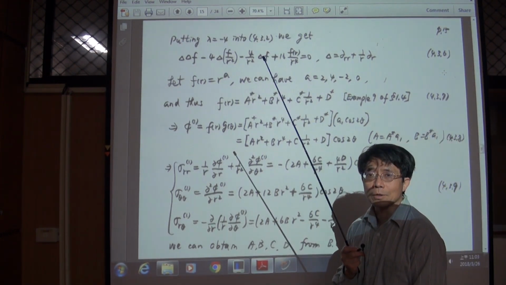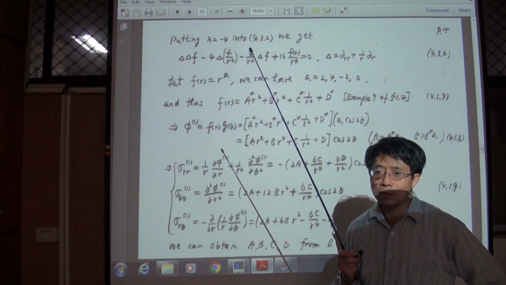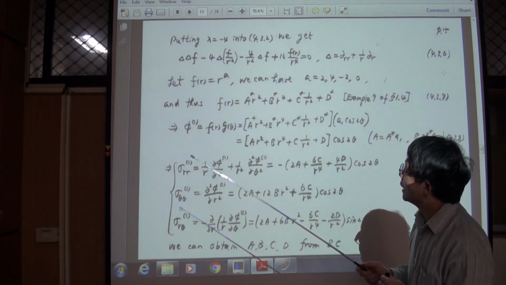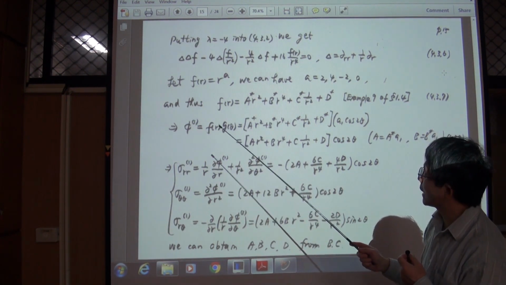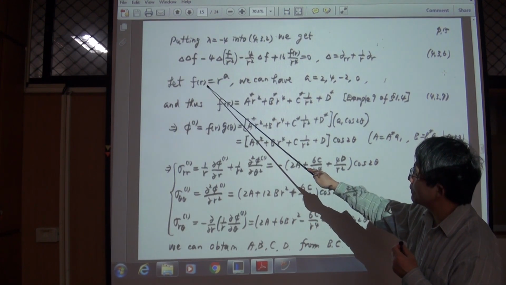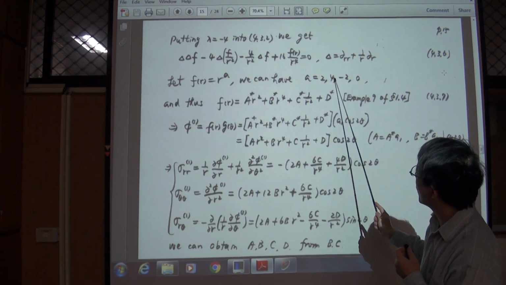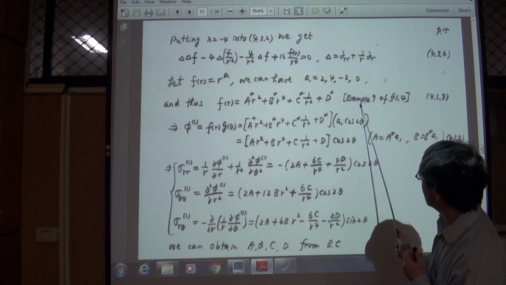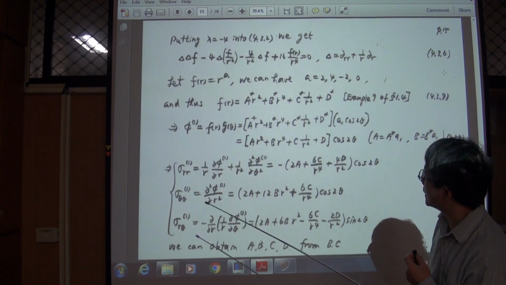A Euler equation. And we have already solved this equation before in section 1.4, right? So I just go through the calculation quickly. We assume that little f equal to R^a, and then we get a equal to 2, 4, minus 2, 0. In the example of section 1.4, you have already computed this one.